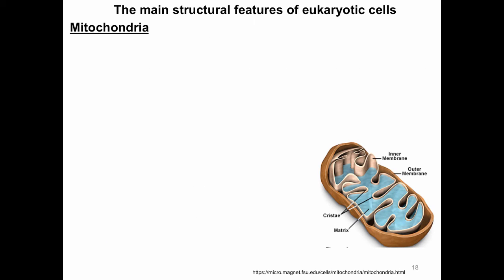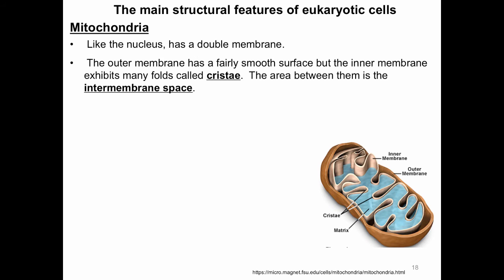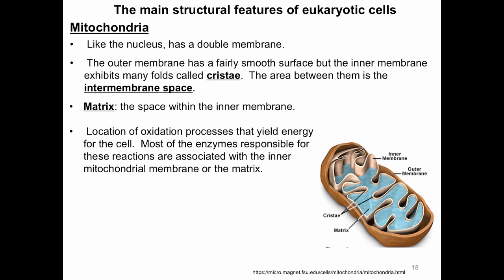Most eukaryotic cells contain mitochondria. Like the nucleus, the mitochondria has a double membrane. The outer membrane has a fairly smooth surface, but the inner membrane exhibits many folds called mitochondrial cristae. The area between the inner membrane and the outer membrane is called the intermembrane space, and the space within the inner membrane is the mitochondrial matrix. The mitochondria is the location of oxidation processes that yield energy for the cell.